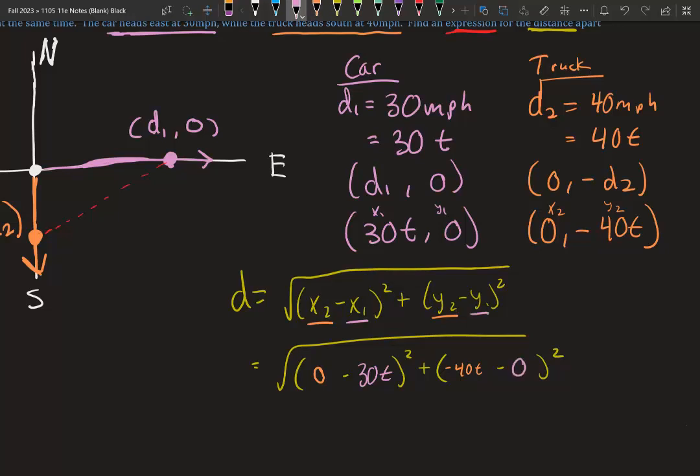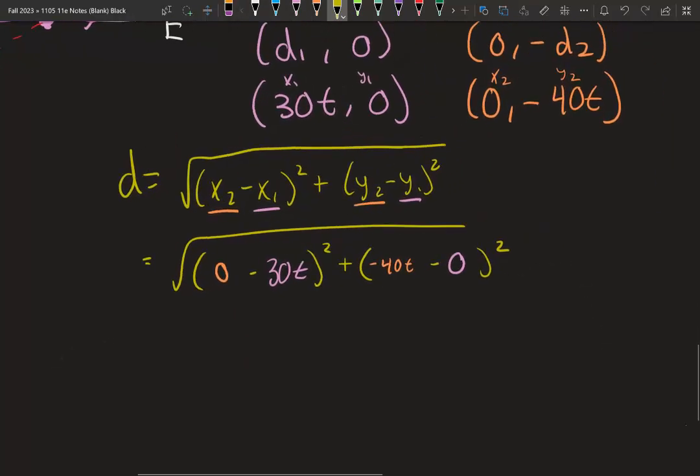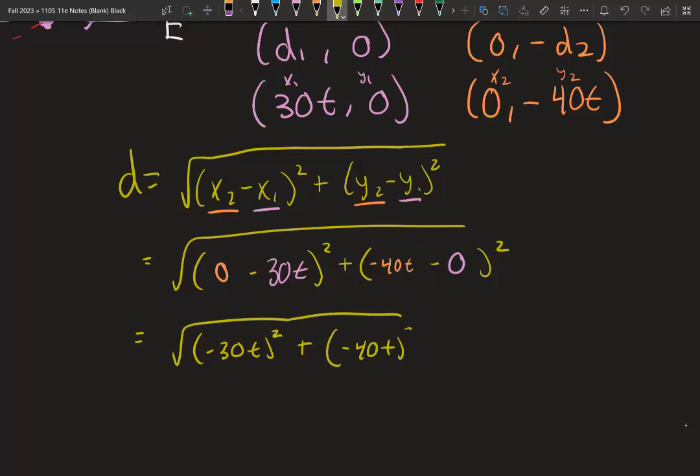All right, let's simplify. Let's take the zeros out because we don't need them anymore. So let's just simplify. We'll technically have negative 30t, and we're going to square that. And we have plus negative 40t, and we're going to square that. So when we square, remember it goes to both things. Math is fair. Negative 30 squared is positive 900. T squared, that's just t squared. Negative 40 squared is positive 1600. T squared, that's just t squared.